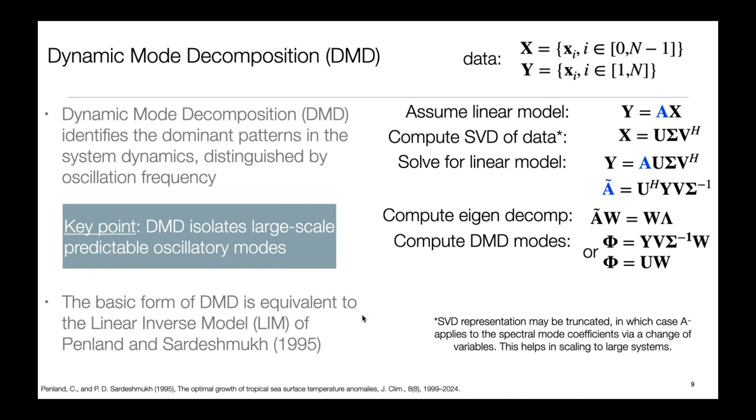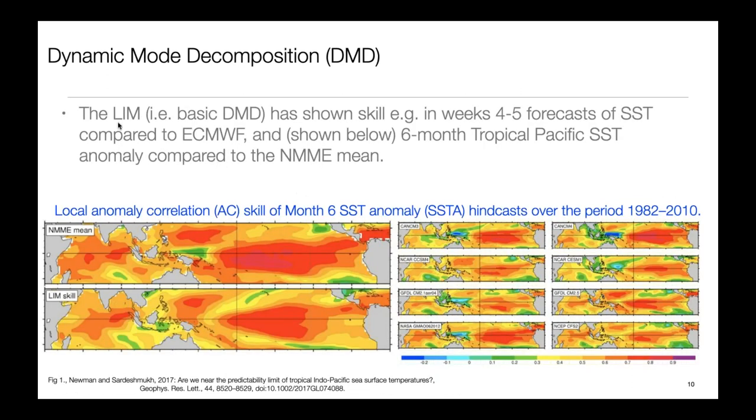This basic form is equivalent to the linear inverse model of Penland and Sardeshmukh, and that is being used, from what I understand, at CPC for prediction now. The LIM, the basic dynamic mode decomposition, has shown skill, for example, in weeks 4 or 5 of forecast of SST compared to ECMWF, and shown below for the 6-month tropical Pacific sea surface temperature anomaly compared to the NMME mean. So you can see here that this LIM has reasonable skill in comparison to the NMME, but the key point I have here is that the cost of producing the NMME is many, many orders of magnitude more than the cost of producing the LIM. So the idea here is that we can utilize the advantage that the LIM type model has, which is speed and low cost, and try to take this further and do more with it.